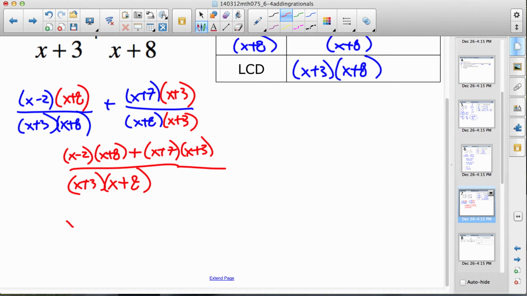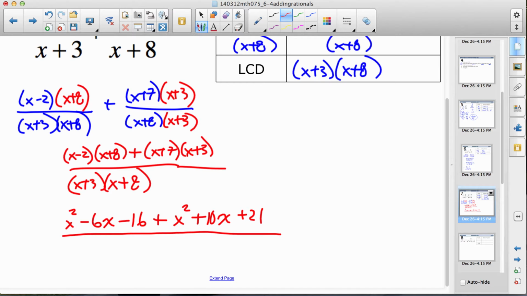So this will be x squared plus 8x minus 2x would be minus 6x. Notice I do that middle term in my head. Minus 2 times 8 is minus 16. Plus x squared plus 3x plus another 7x, so that's plus 10x, plus 21.